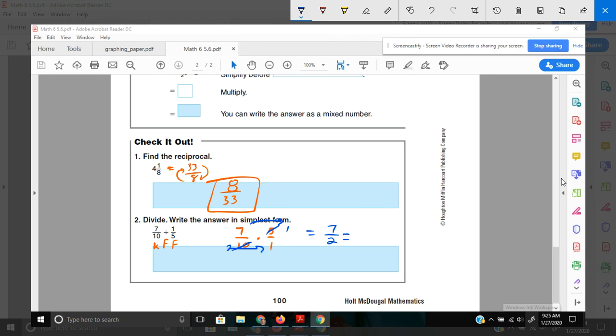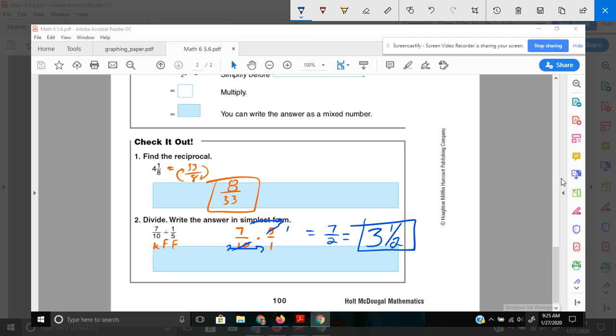And lastly, I'll rewrite this into a mixed number. 2 goes into 7 3 whole times, and 3 times 2 would be 6. I'd need one more to get to 7 and keep my original denominator of 2. So 3 and 1/2 for number 2.